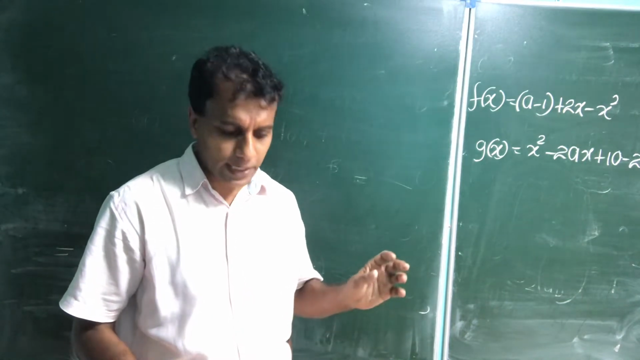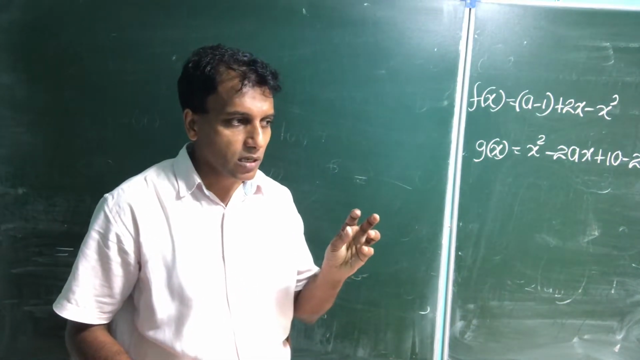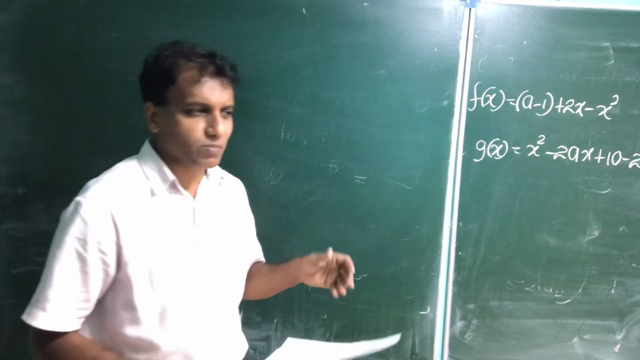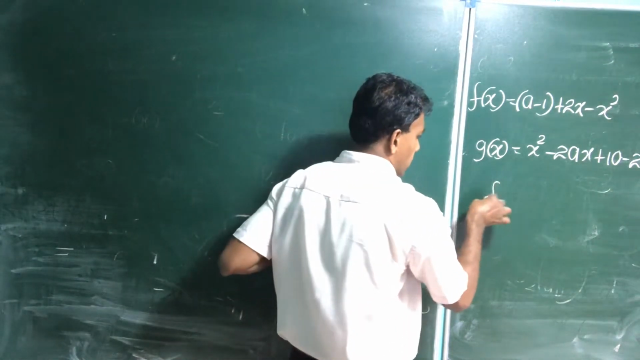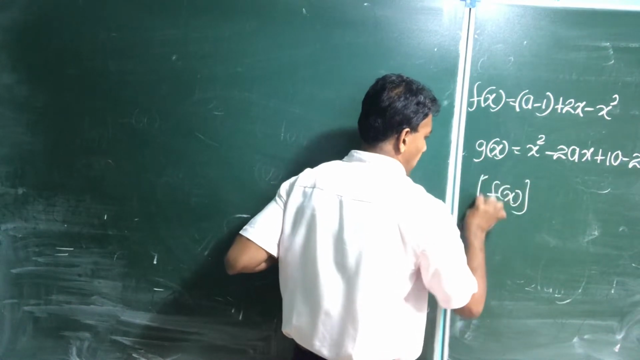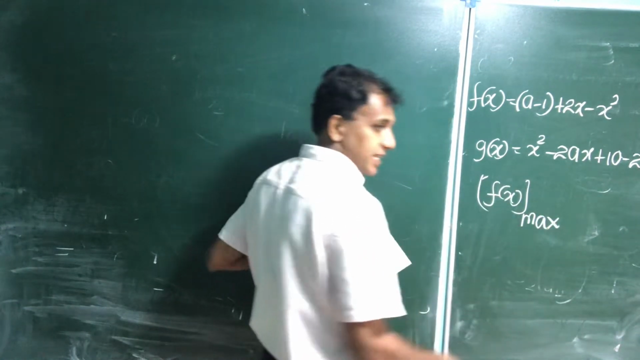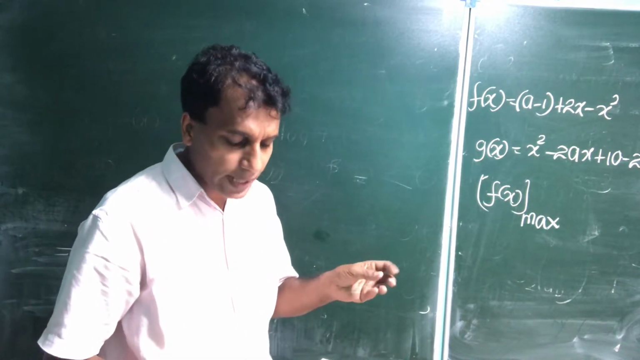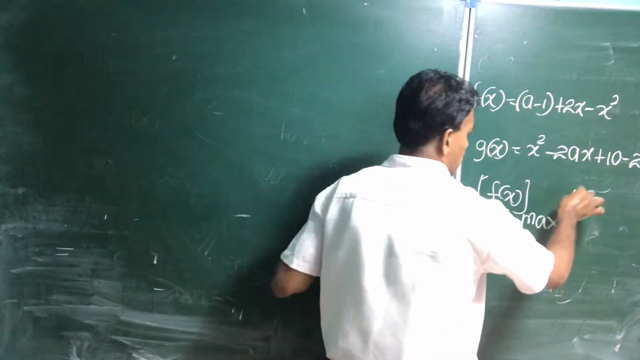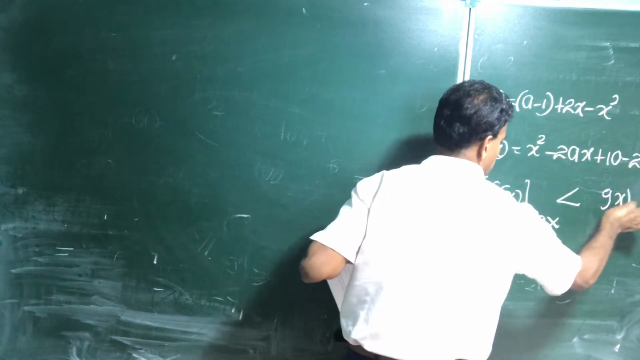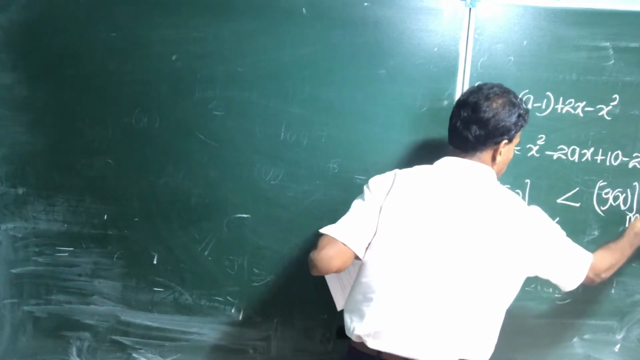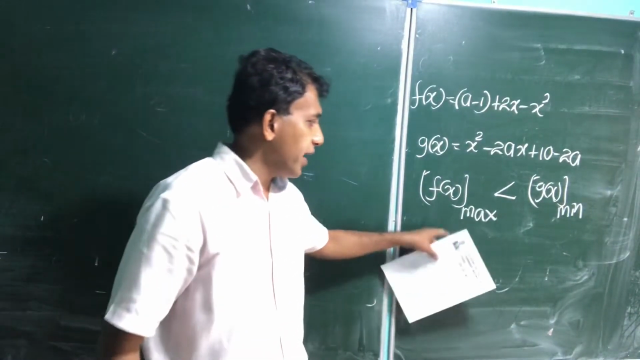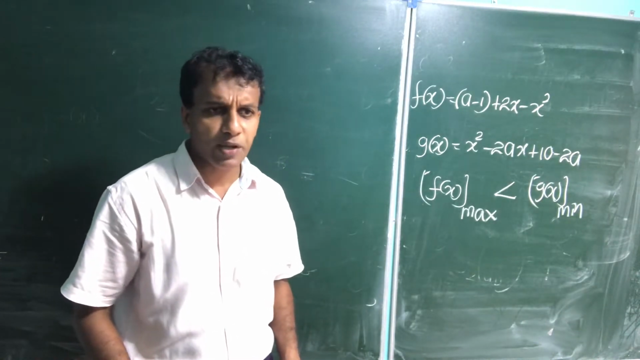So what do you mean? Maximum value of f(x) is smaller than the minimum value of g(x). If I write an inequality, the maximum value of f(x) is smaller than the minimum value of g(x). So we satisfy the inequality f(x) maximum less than g(x) minimum, right?